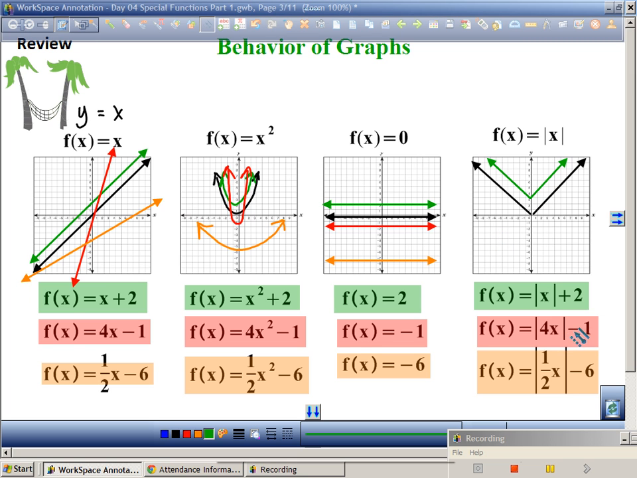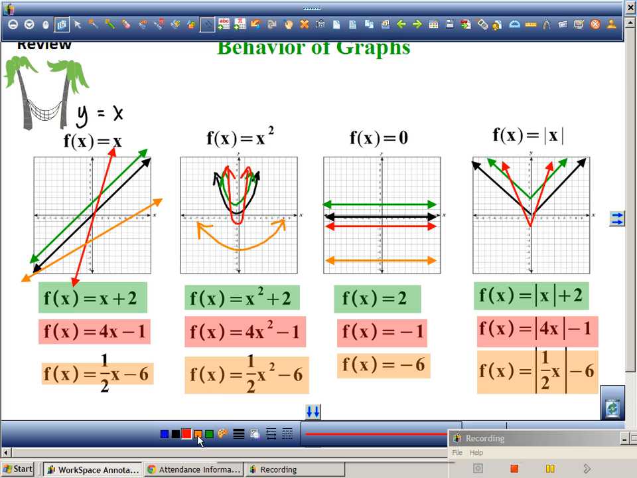What about 4x minus 1? Absolute value of 4x minus 1. What's the first thing you can say about this graph? It's going to start at negative 1. What's the 4 going to do to it? Make it steeper. So what about half of x minus 6? Starts at negative 6. And it's going to be wider.